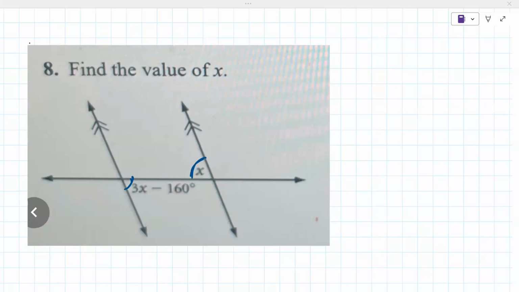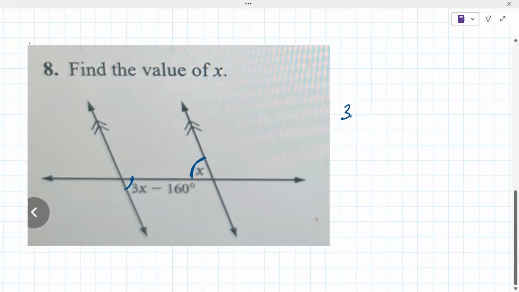Alternate interior angles. Yeah, alternate interior angles. Now, are they congruent or do they add up to something? They add up to something. They are congruent. Alternate interior angles are congruent. Okay, let you talk me into that. So these are congruent.